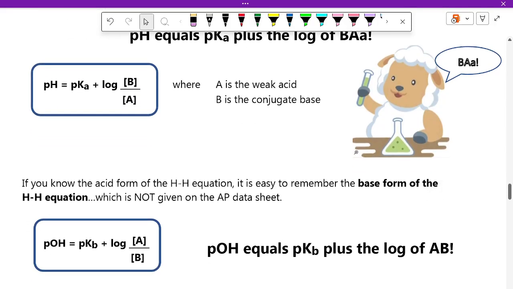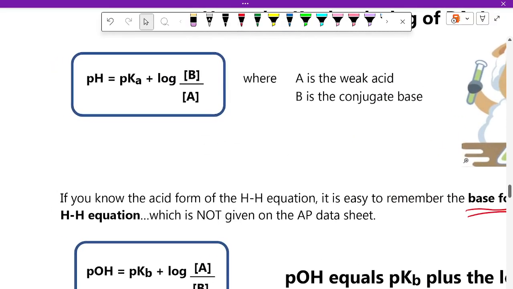If you know the acid form, it is easy to remember the basic form because pH is equal to pKa plus the log of BA. pOH is equal to pKb plus the log of AB. Yes.